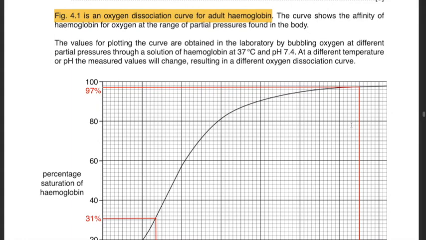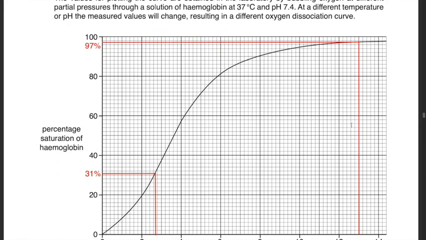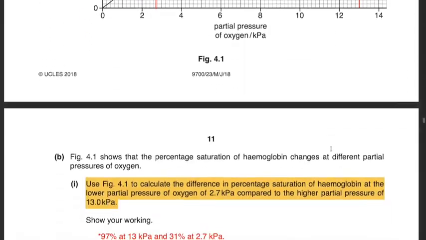Figure 4.1 is an oxygen dissociation curve for adult hemoglobin. The curve shows the affinity of hemoglobin for oxygen at the range of partial pressures found in the body. The values for plotting the curve are obtained in the laboratory by bubbling oxygen at different partial pressures through a solution of hemoglobin at 37 degrees Celsius and pH 7.4. At a different temperature or pH, the measured values will change, resulting in a different oxygen dissociation curve. So given over here is the oxygen dissociation curve at 37 degrees Celsius and pH 7.4.